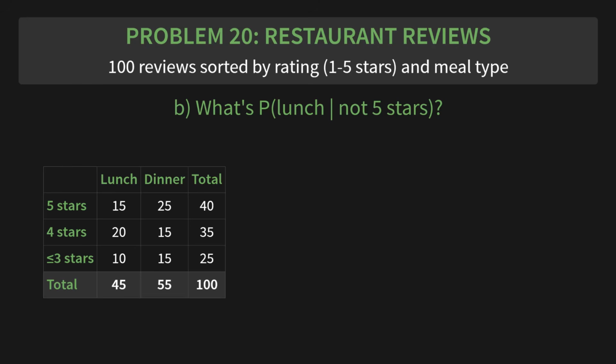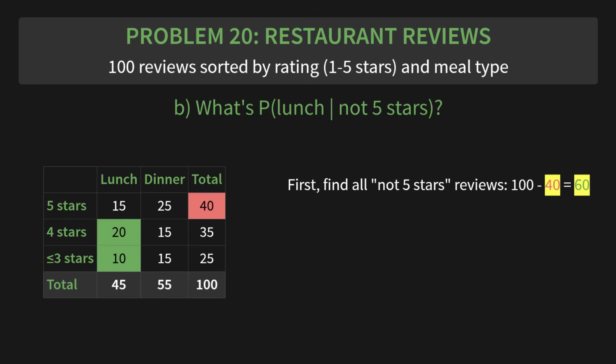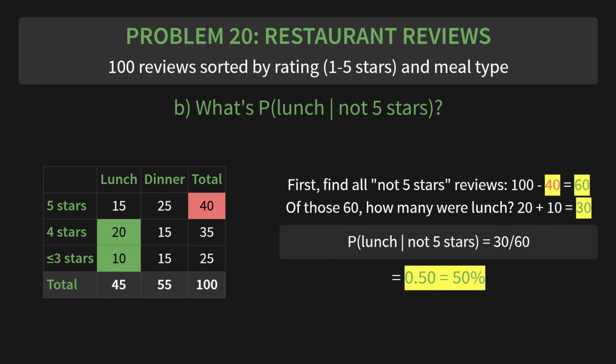Now let's flip the script. If someone didn't give 5 stars, what's the probability they had lunch? We're conditioning on a different event now. First, how many reviews aren't 5 stars? 100 total minus 40 5-star reviews equals 60 reviews. Of those 60 non-5-star reviews, how many were lunch? Let me check. 30. 30 out of 60. Exactly 50%. Half the disappointed customers were lunch crowd.